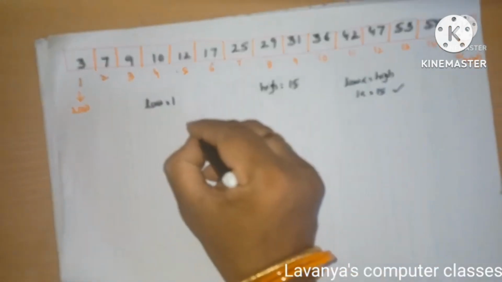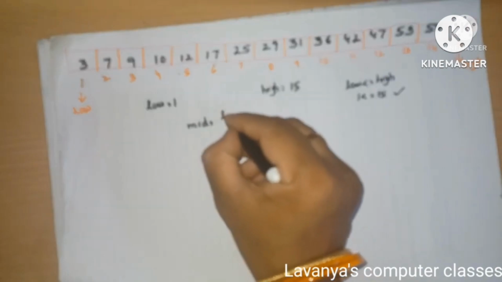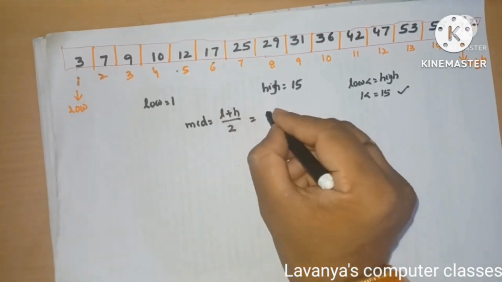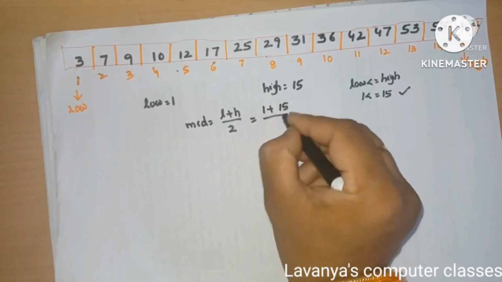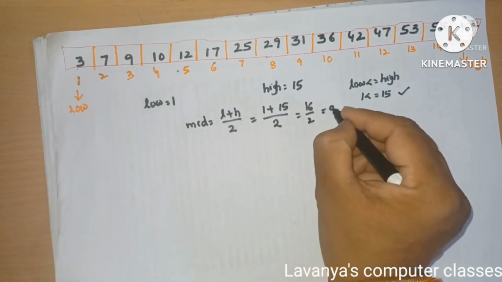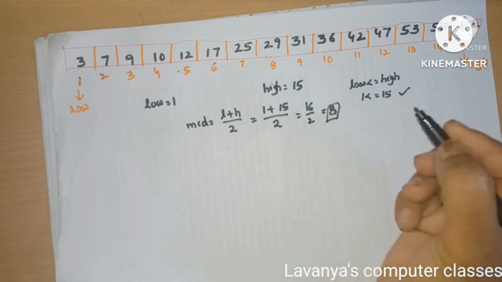We calculate the mid element. How can you calculate the mid element? Mid equal to low plus high by 2. What is our low element? 1. What is our high element? 15. 1 plus 15 by 2, that is 16 by 2, that is 8. So what is our middle element? Middle element is 8. Okay.